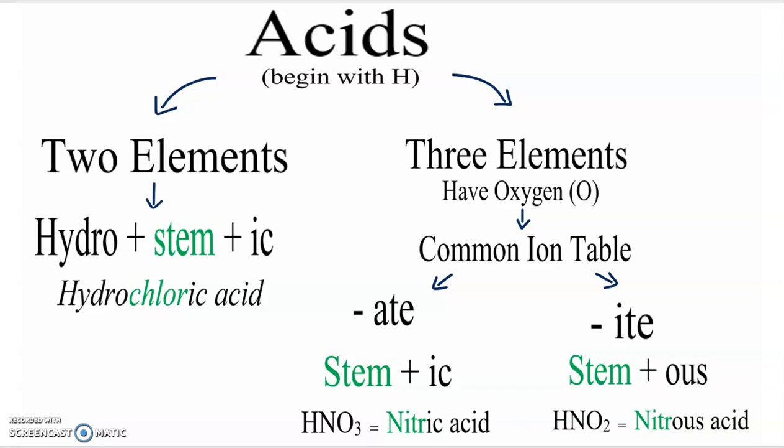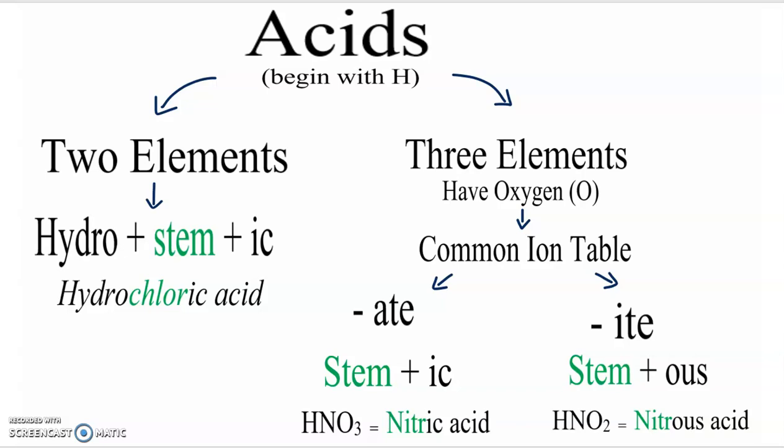If I have two elements, hydrogen and some other element from the periodic table, then you name it with hydro, then you put the stem of the other element, ic acid. So if your other element is chlorine, then that would be hydrochloric acid.